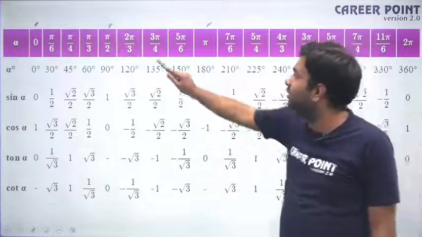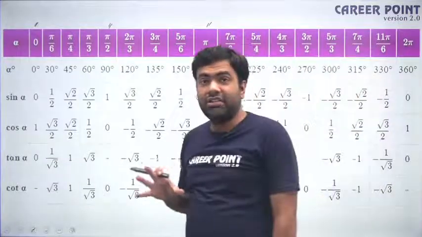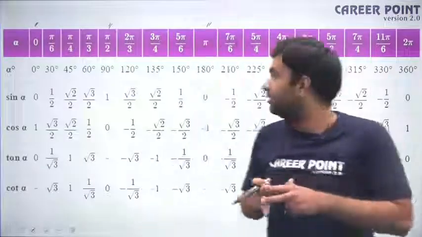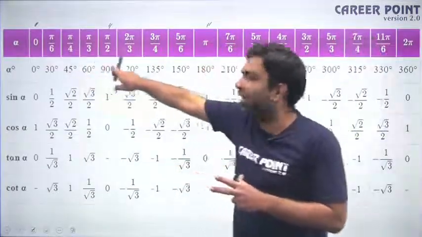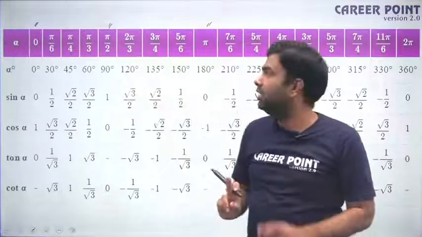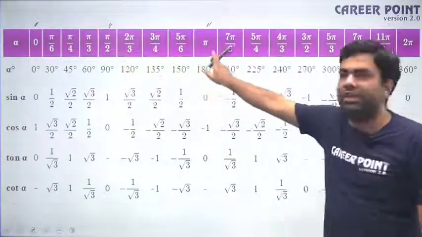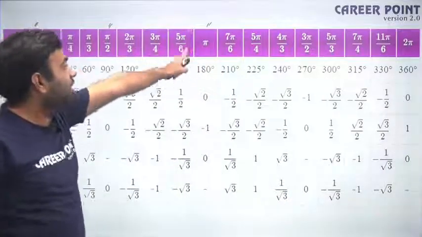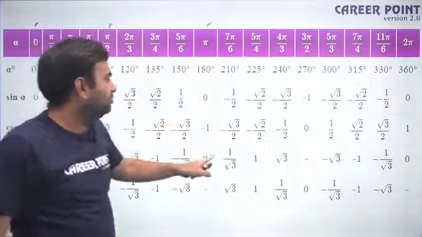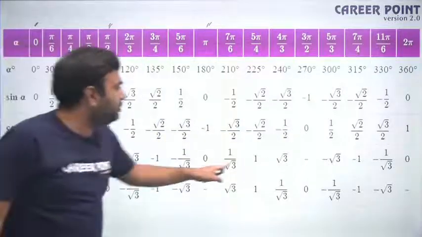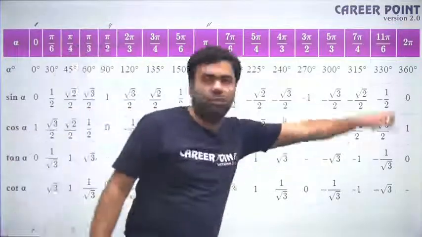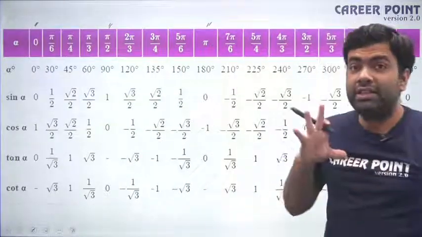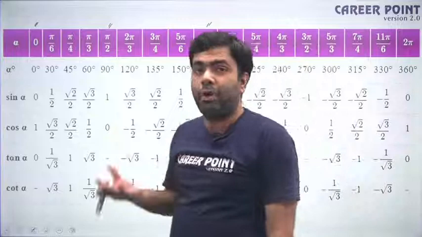Tan theta is negative from 90 to 180 degree because tan theta is positive in first quadrant and in third quadrant. That means if theta is between 0 to 90, the slope will be positive. If theta is between 90 to 180, the slope will be negative. Again, if theta is between 180 to 270, the slope will be positive, and after 270, the slope will be negative.